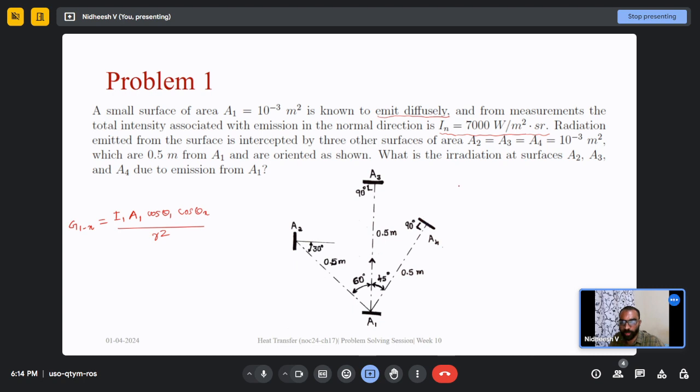So can someone tell me, for G12, what is the value of theta 1? G12 means emission is from A1 and interception is by A2. Theta 1 is the angle between the normal direction to the emitter and the line joining the emitter to the receiver, near the emitter surface. So what would be theta 1?